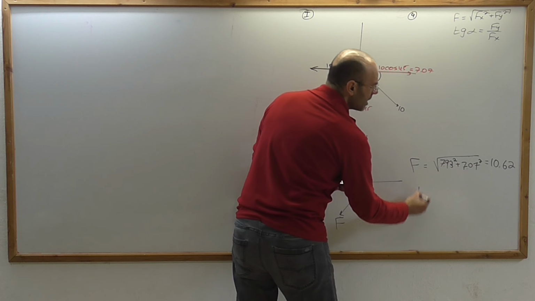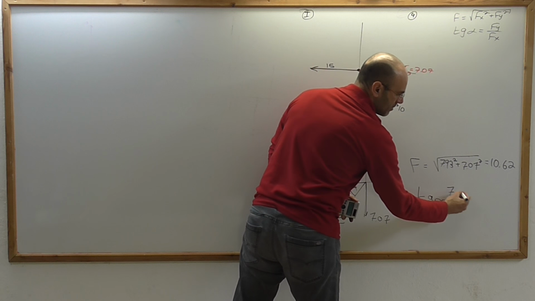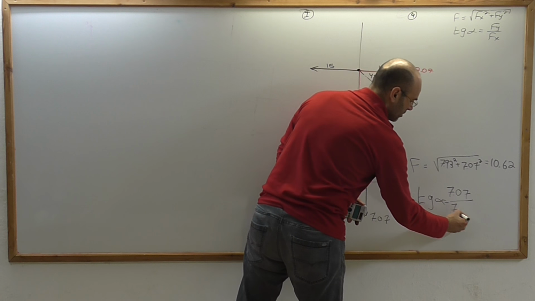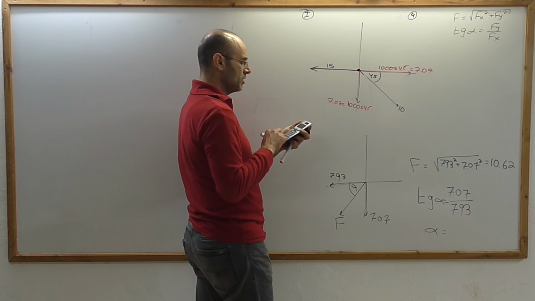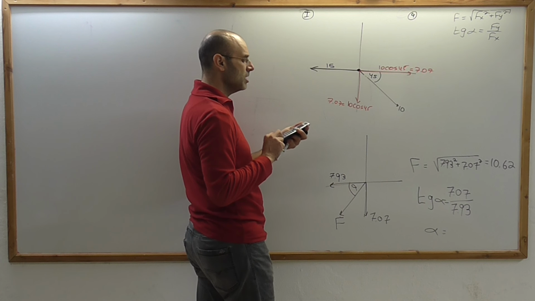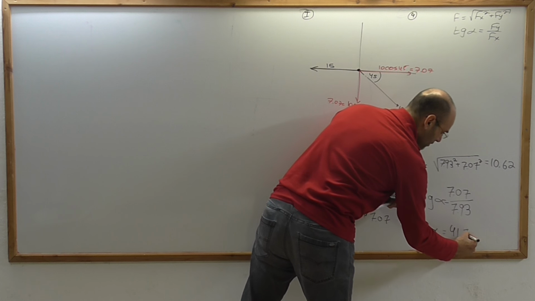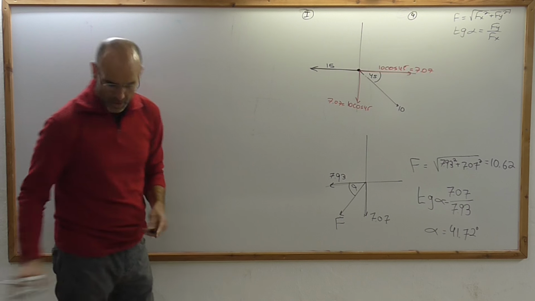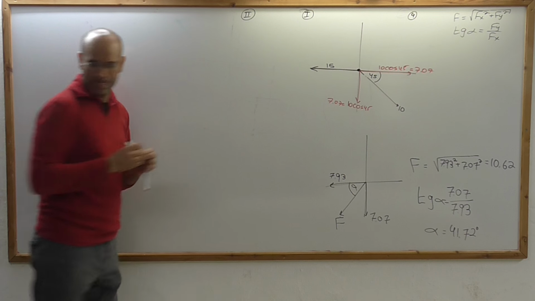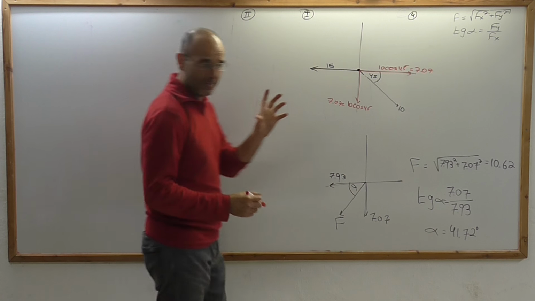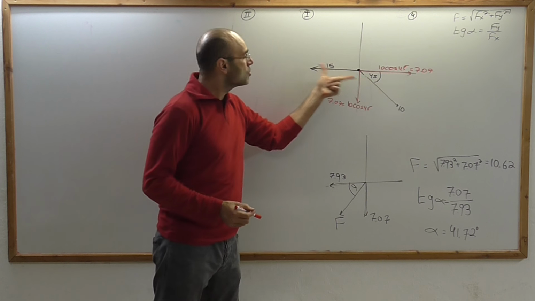about 10.62, okay. Tangent alpha, always y over x, 7.07 over 7.93, shift tangent, 41.72 approximately. So we already know how to do it. Let's do the other way. Okay, the other way, I choose one vector, it doesn't matter which one. Let's choose this one, okay?